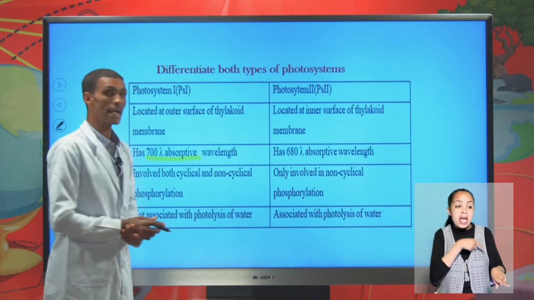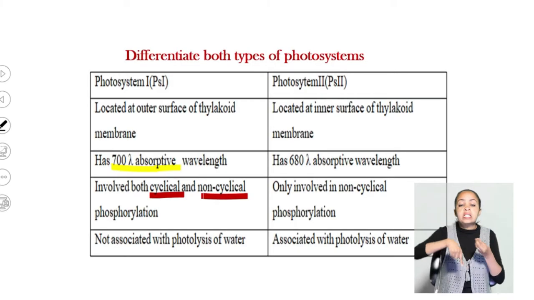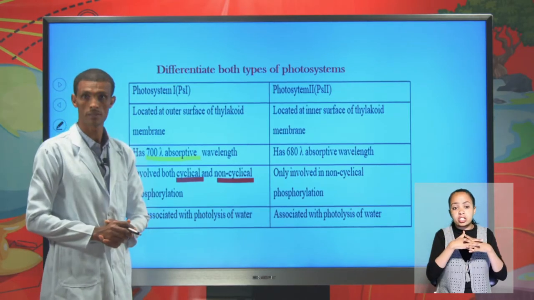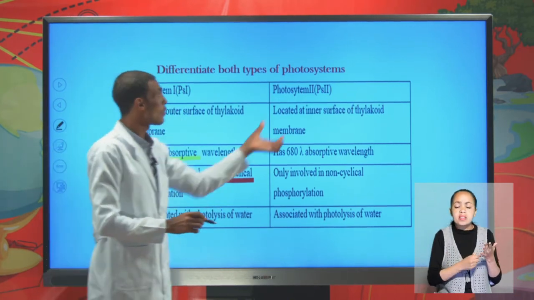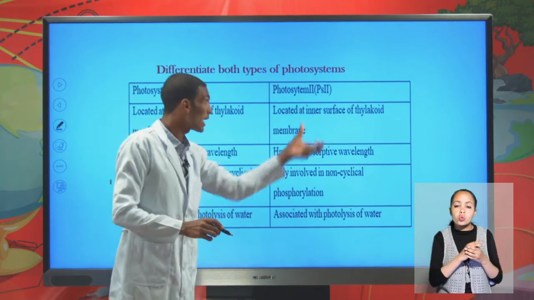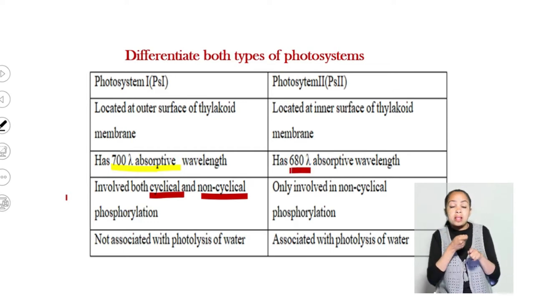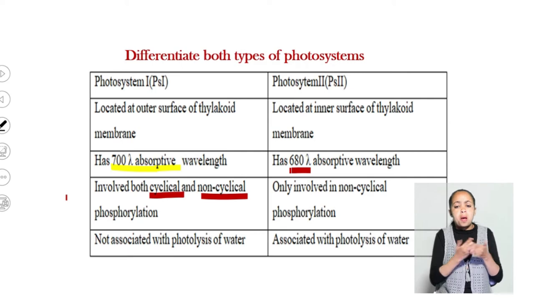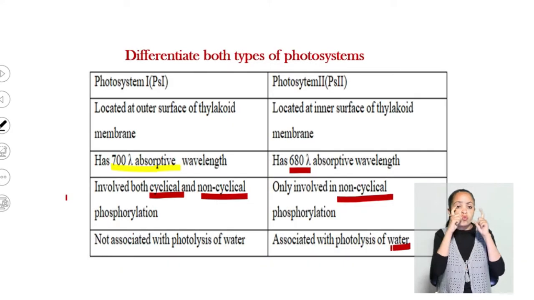This type is present in both cyclic and non-cyclic phosphorylation. There is a reaction called photolysis of water, but photosystem 1 is not associated with photolysis of water. Whereas photosystem 2 is located at the inner surface of the thylakoid membrane with a 680 absorptive wavelength, present only in non-cyclic phosphorylation, and associated with photolysis of water.